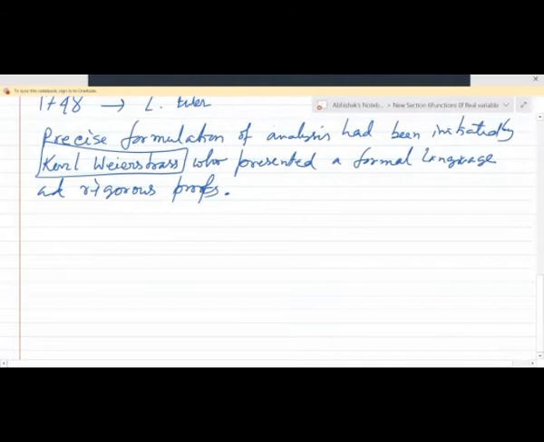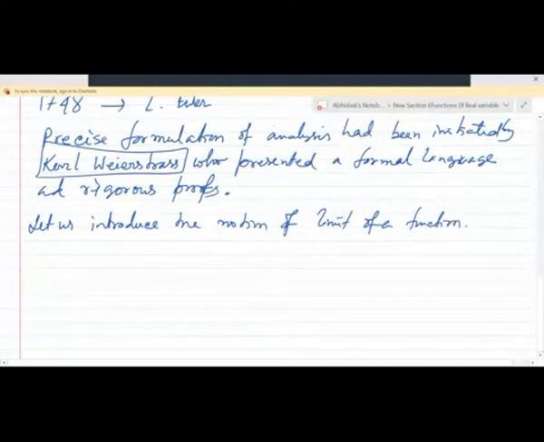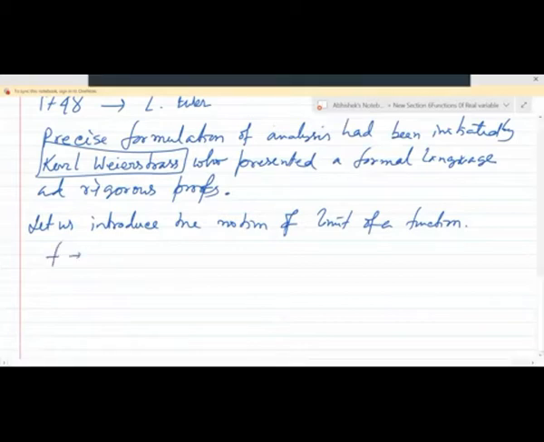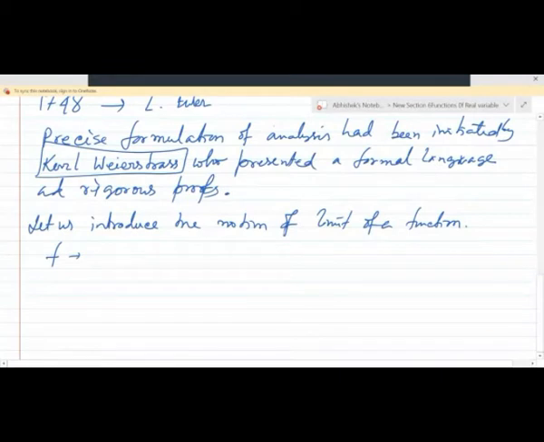Okay. So let us introduce the notion of limit of a function. The basic motivation to define the limit of a function stems from the fact that, suppose you have a function f, and you are saying that f has a limit L at the point a.